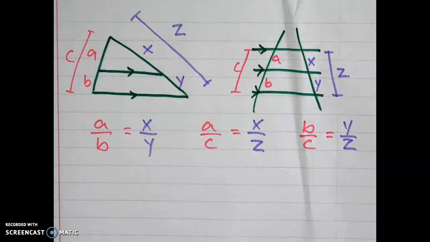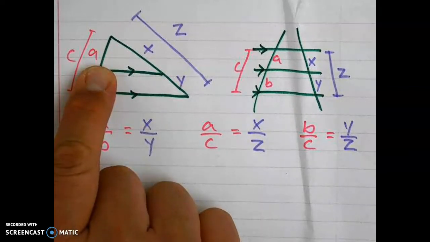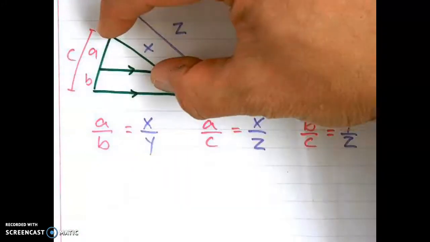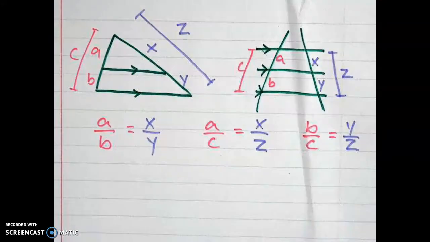Yes, no, maybe so. Everybody's good? Which one? So A over C, so the top piece over the whole thing equals the top piece over the whole thing. Yep. As long as these lines are parallel. Okay, so let's do a sample problem.